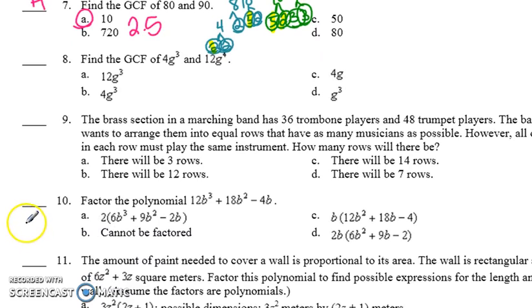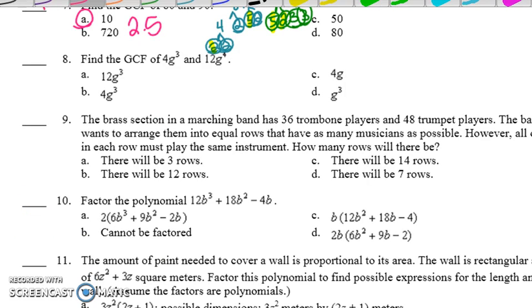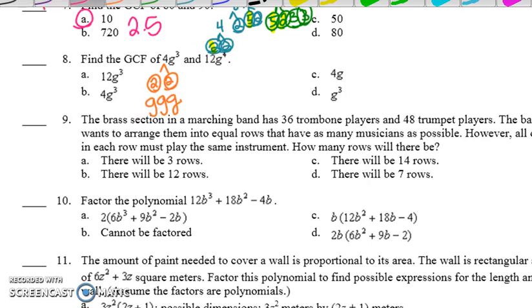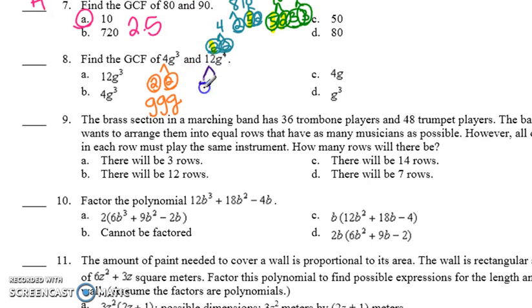Number 8, find the GCF of these numbers. I'm going to break them down kind of similar. 4 is going to be 2 times 2. And then I have G cubed. And 12 is going to be 4 times 3, and 4 is 2 times 2. And then I have G to the 4th.